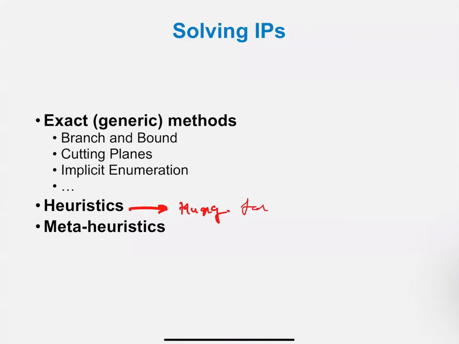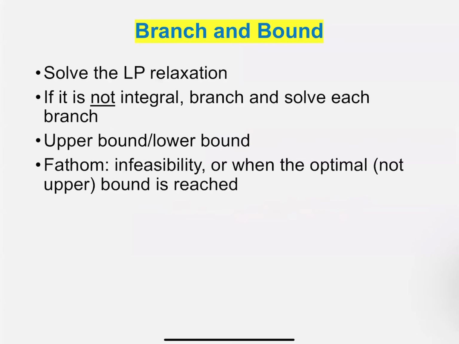Hungarian for assignment. And then branch and bound is a method, generic method that, as I said, works for any type of problem. We're going to learn that method today. Branch and bound.